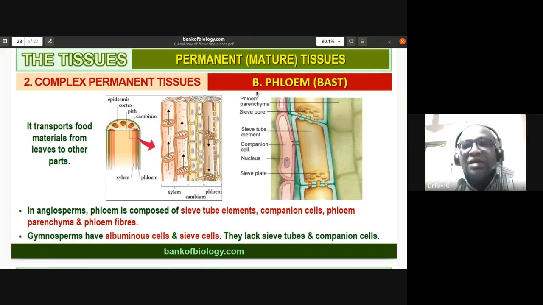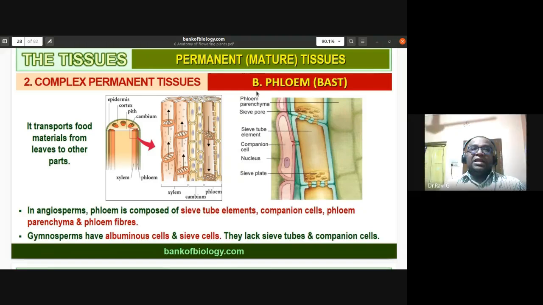Okay, the gymnosperms have albuminous cells and sieve cells. They lack sieve tubes and companion cells. So the gymnosperms are lacking sieve tubes and companion cells. Please remember that.